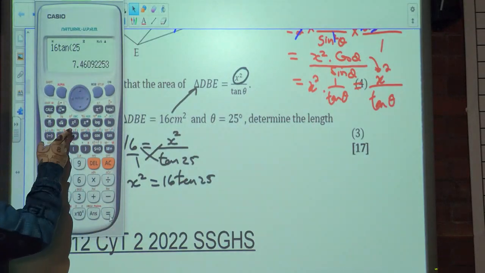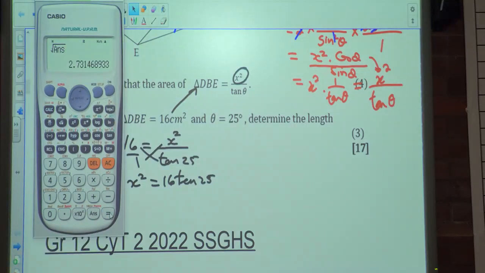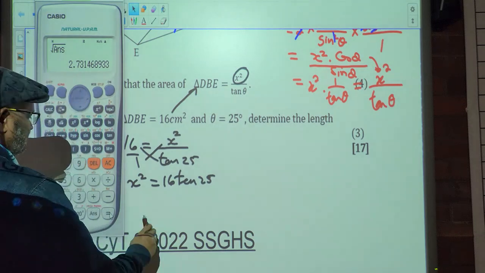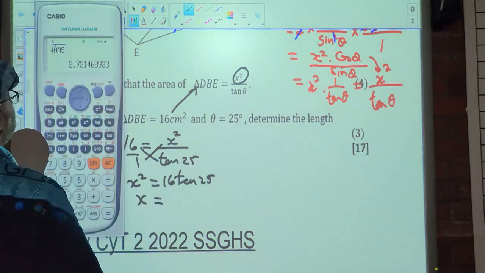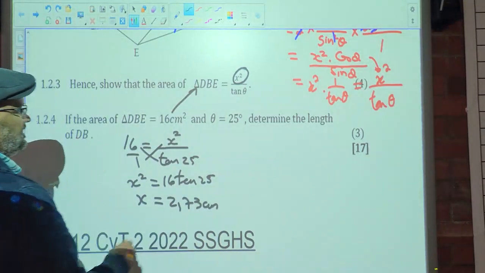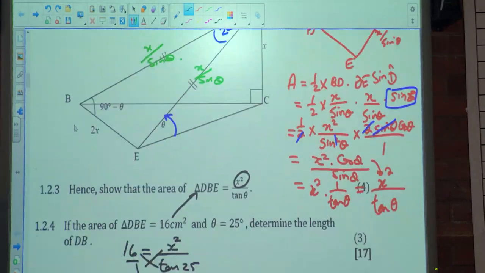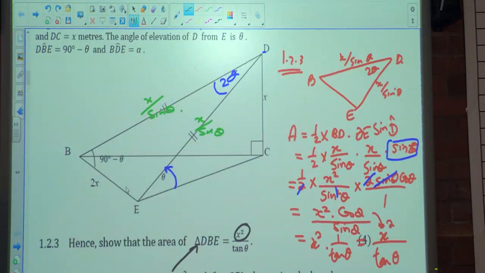7,46, the square root thereof. Normally when I go square root, I go plus and minus, because why? X referring to length, I'm only going to use the positive solution. So x is equal to 2,73 centimeters. But I haven't answered the question. The question was to calculate the length of BD.